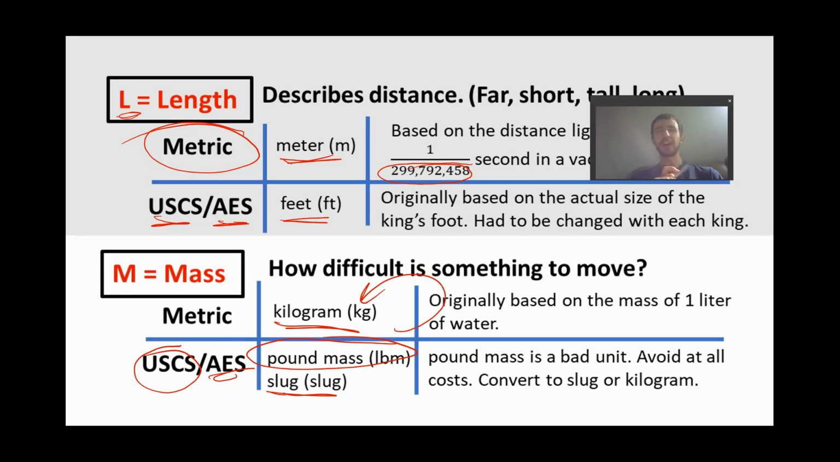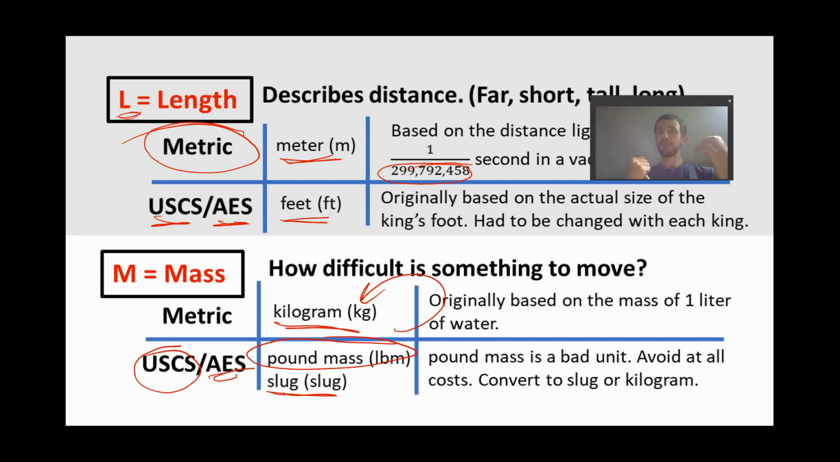There are only a few times where it is actually helpful. Most of the time it will just mess you up. So pound mass is a bad unit. Avoid it at all costs. Slug actually works just like a kilogram does for the AES system. But just going to make it right now, don't use pound mass. It will mess you up.